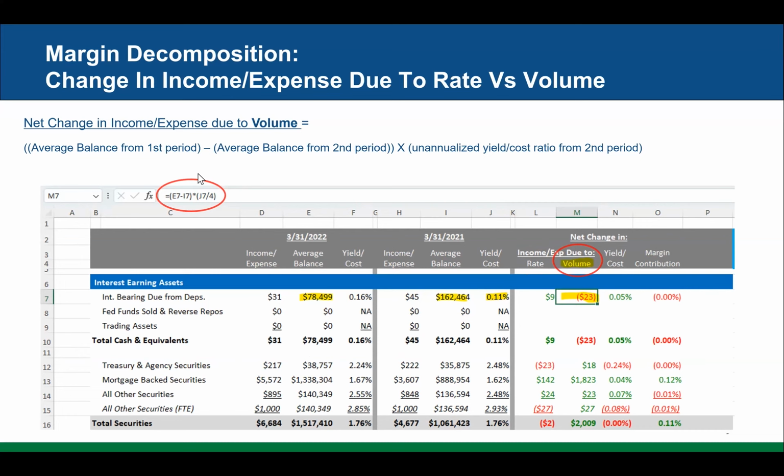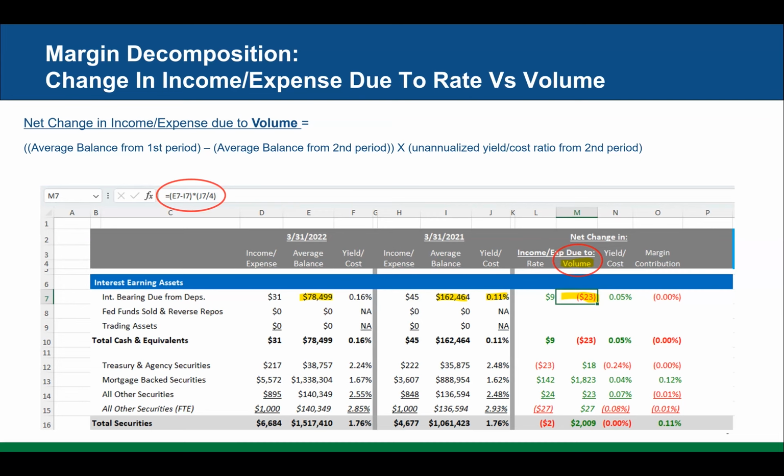So if you toggle to the next slide, Sean, you'll see the change due to volume, that negative 23,000. What you're doing there is finding the difference in the balance and then multiplying that by the yield. So it kind of works the other way around. And the way the math works is that when you add your change in income due to rate and your change in income due to volume, those should always equal the total change in income, obviously. And they do in this case.